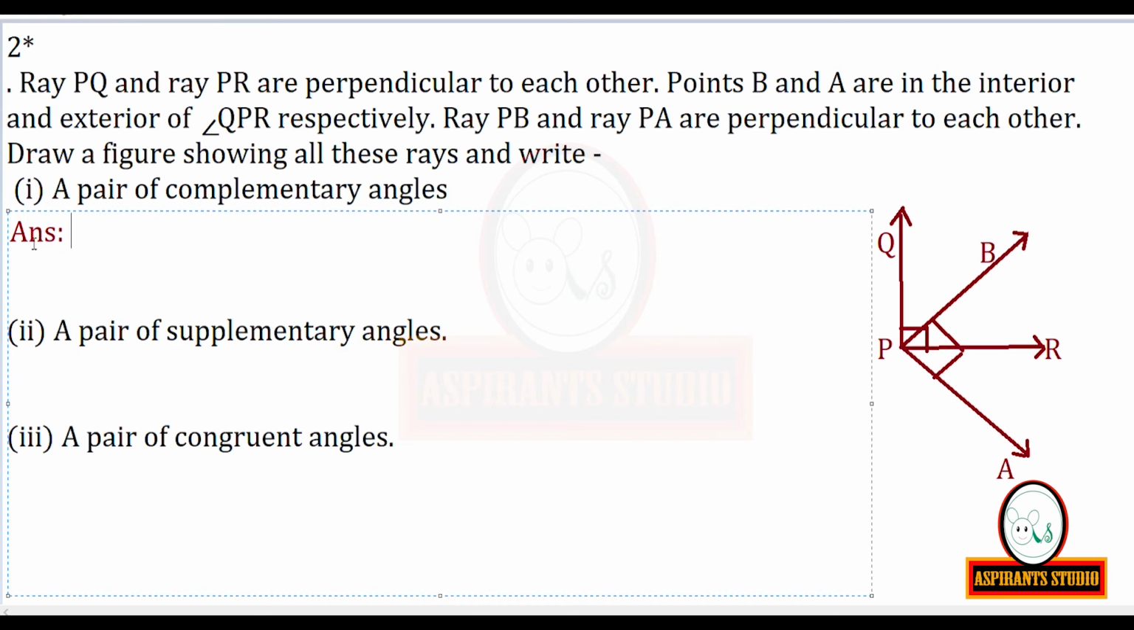There is another possibility also of complementary angles. You have measure of angle BPA also to be 90 degrees. So in that case you will get angle BPR and angle RPA to be complementary angles because the sum of the measures of those two angles is 90 degrees. You can write only one pair of complementary angles, as only one is asked. You can write any one of these two pairs. I am giving two pairs. One pair is angle QPB and angle BPR. The other pair is angle BPR and angle RPA.